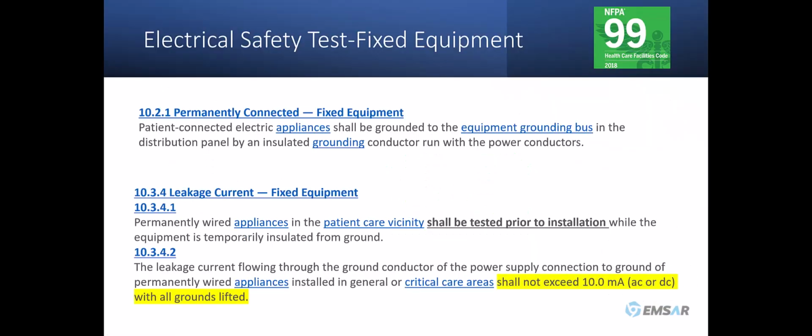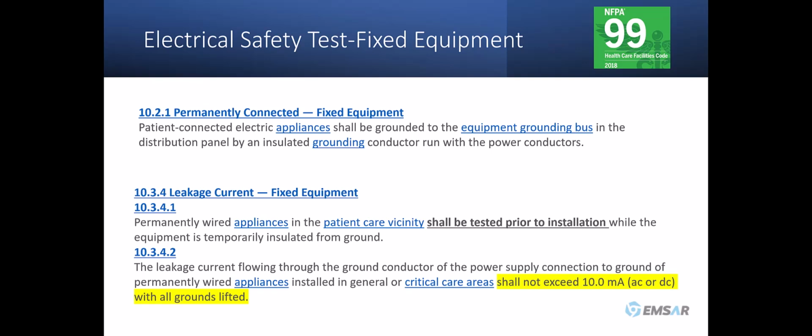All right. They classify equipment in a facility as either fixed, where it's wired into the facility power supply, or portable, where it has a detachable power cord and it's not hardwired.